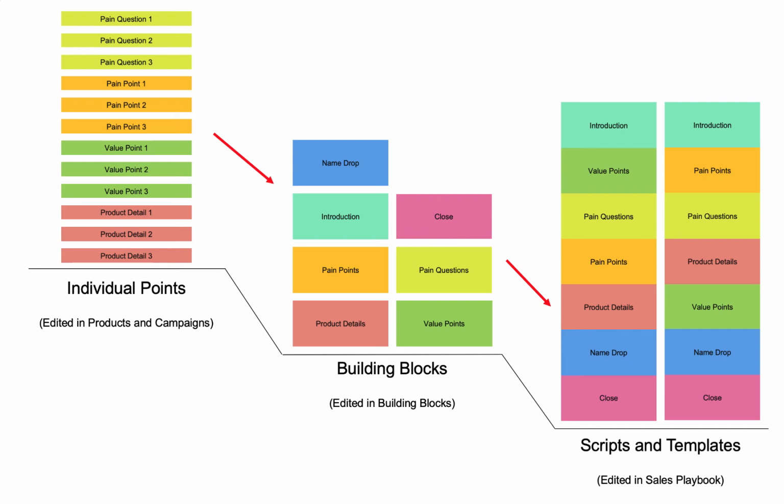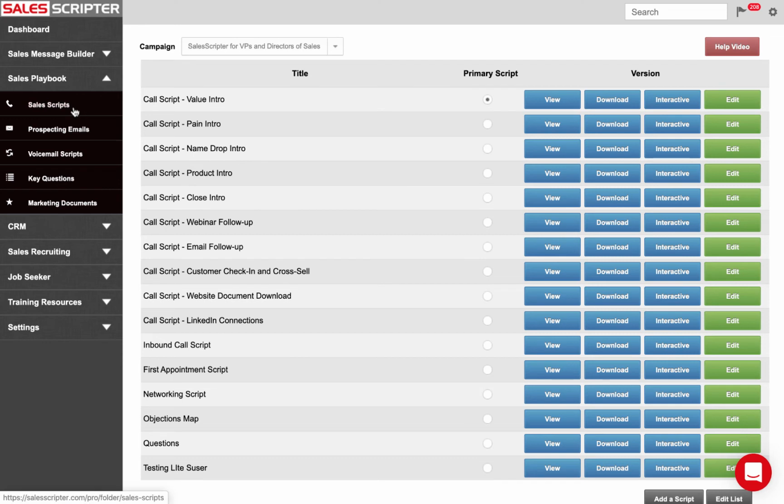So first of all, if you want to make a change that only impacts one document, one script, you should make that change at the script level in the sales playbook. And here's where you would do that. You'd go to the sales playbook, here are your scripts or your emails.